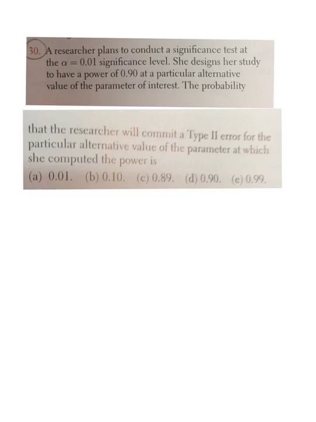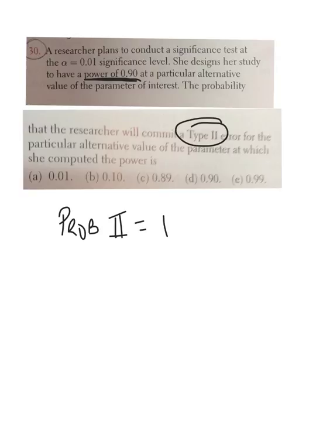Okay, like I said, they are going to give you a lot of information when it comes to the power. So they tell you what the power is. And we just have to remember that the probability of a type 2 error is 1 minus the power. Okay? So the power was 90%. 1 minus the power, so 1 minus 0.9 is 10%. We have a 10% chance of making a type 2 error. There is that one. Let's go to the next one.